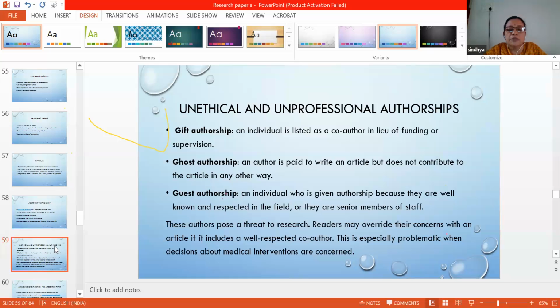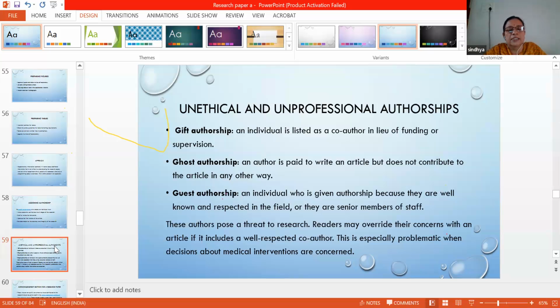And ghost authorship: an author is paid to write an article but does not contribute to the article in any other way. So we are submitting everything to a person and he is writing the article in his own language, and his contribution to the research is minimal. And he is a paid author, that is said to be a ghost authorship. So that is also unethical and unprofessional authorship.